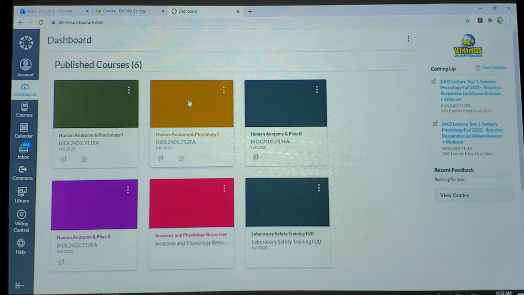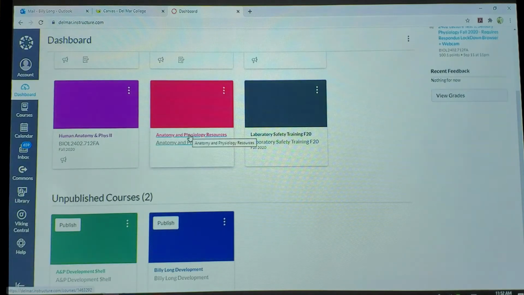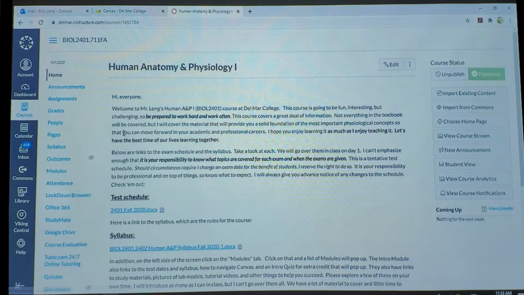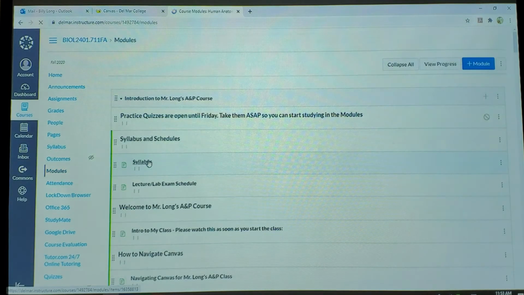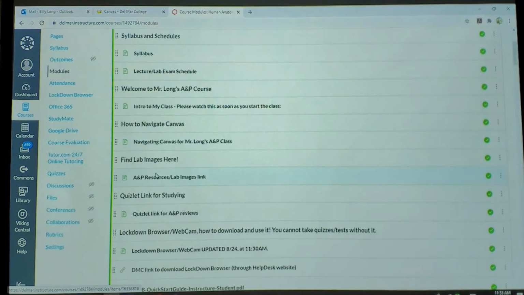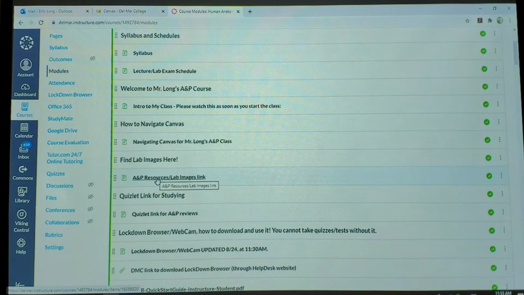One of the courses that you need to get into is this Anatomy and Physiology Resources page, okay? Now, you can access this from any of my classes. If you go into a class, your particular shell, you go into the modules. The first module will have the syllabus, the lecture and lab exam schedule, an introductory video about my class, how to navigate Canvas, which you should have already watched, and then find lab images here.